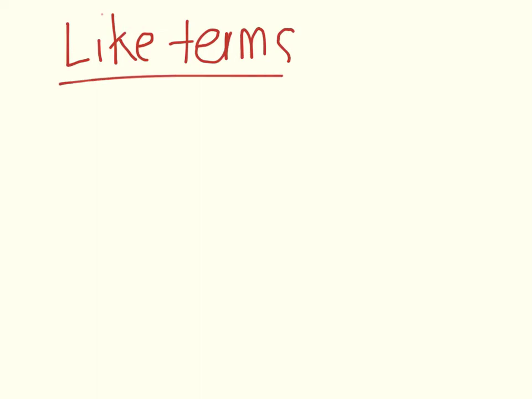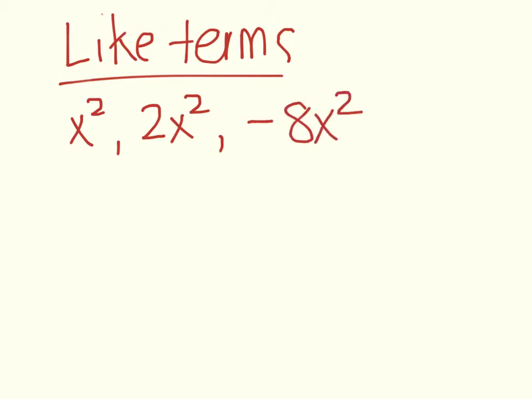Alright, so first thing here, we have like terms and unlike terms. We talked about this last year, but here would be some examples of like terms. x squared, plus 2x squared. Those both have x squared, so they are like terms. I could have negative 8x squared. They both have the same variable in it, that x squared, so they're like terms.